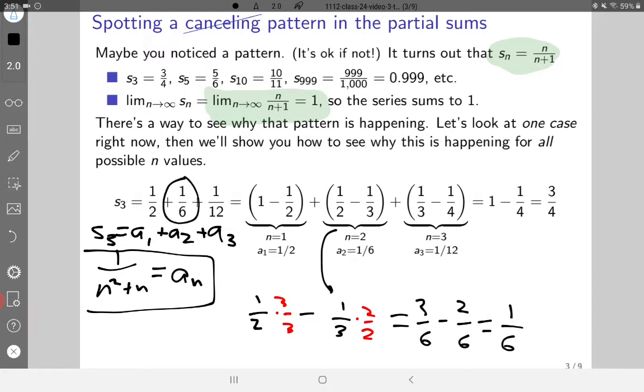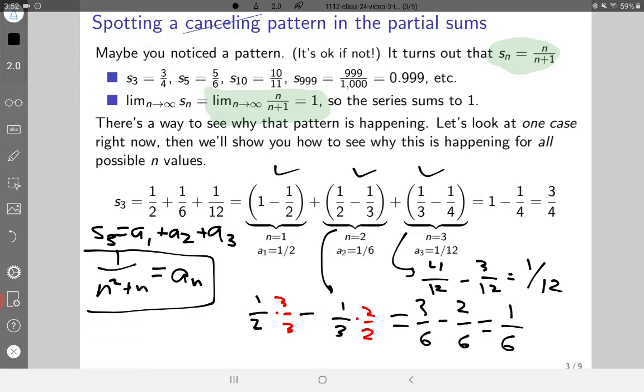And hey, that was exactly what the term a sub 2 is. So again, I'm kind of dancing around this point of why the heck I would do this, but I hope you agree right now that 1/2 minus 1/3 is a genuinely legitimate way of writing the number 1/6. And very similarly, when n is 3, when I look at the third term and I plug in 3 for n, I get 1/12. And another way to write that, apparently, is 1/3 minus 1/4. Well, if I do 1/3 minus 1/4, 1/3 is 4/12, and 1/4 is 3/12. So if I subtract them, I get 1/12. So I guess that's true. All of these things really are 1/2, 1/6, 1/12.